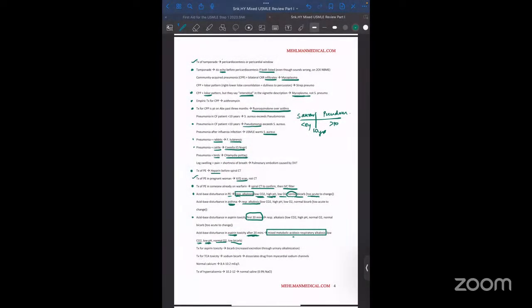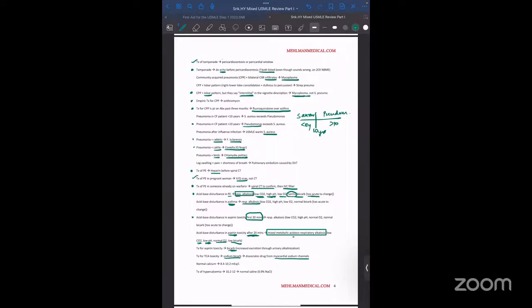Then treatment for aspirin toxicity is bicarb, increasing excretion through urinary alkalinization. That's the idea. Treatment for TCA toxicity is sodium bicarb, which dissociates the drug from the myocardial sodium channels. This is important. We've also seen it in First Aid: it stabilizes the cardiac membranes.